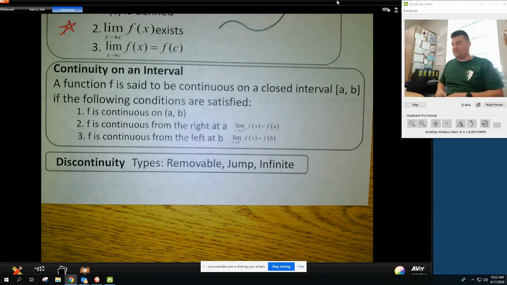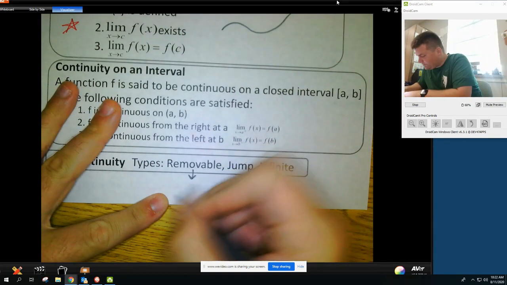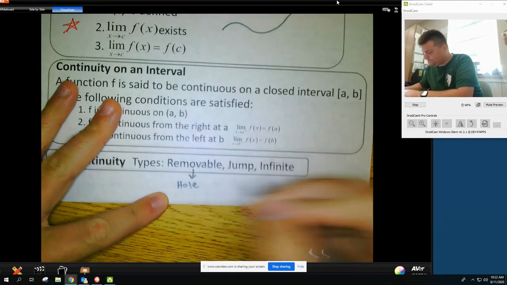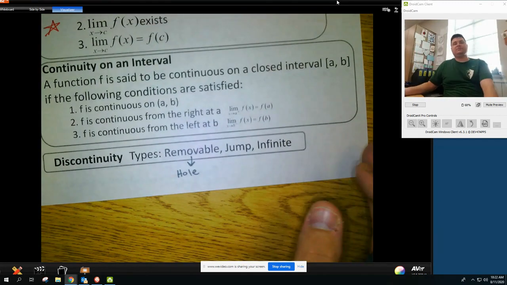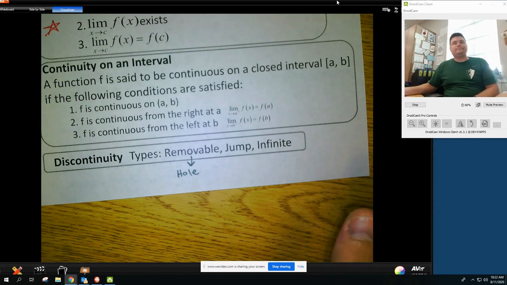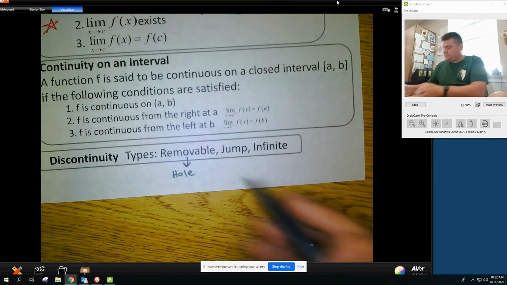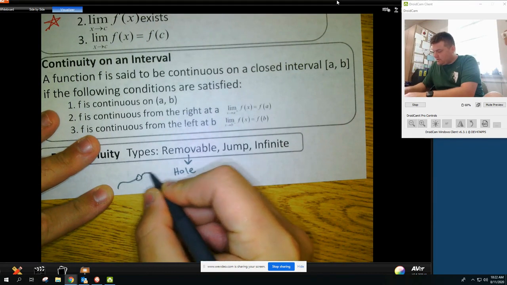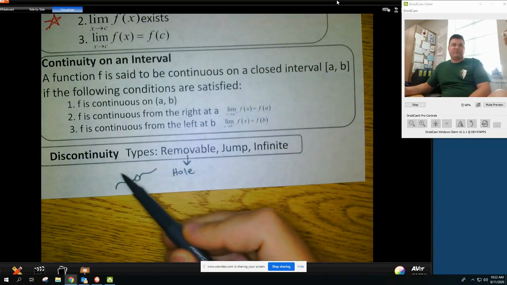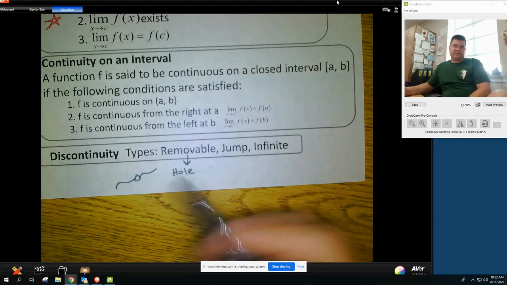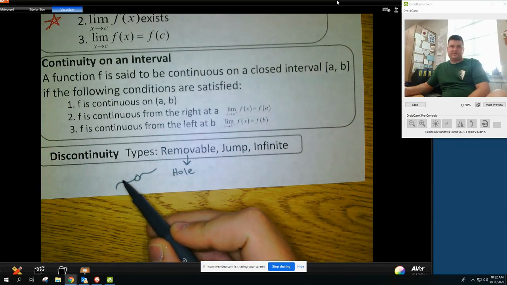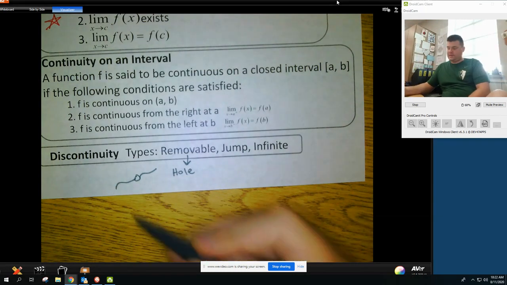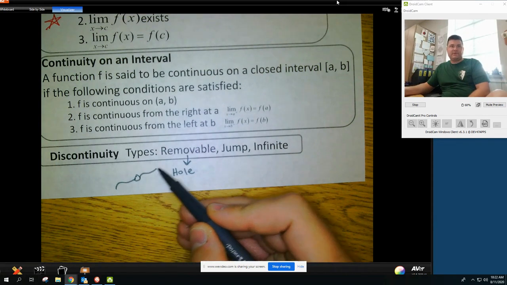Types of discontinuity: removable, also known as a hole. So removable discontinuity, also a hole. Like this function, there we go. That's removable because there's a hole I cannot trace over. So I can trace my pencil, then I need to pick it up and continue it on this side.